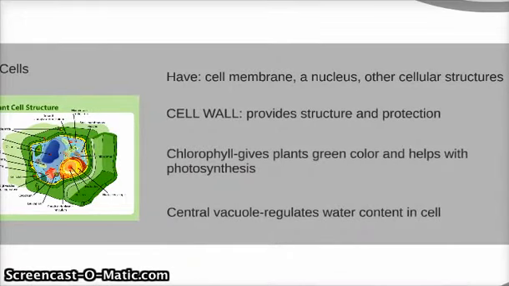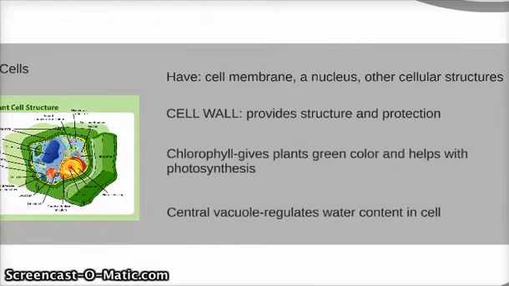We've already discussed the plant cell, but I thought I'd review these parts just in case you forgot. So all plant cells have a cell membrane, nucleus, and other cellular structures just like the animal cell. One structure, though, that is different from the animal cell is that they have this cell wall, and that's what provides the structure and protection for the plant.